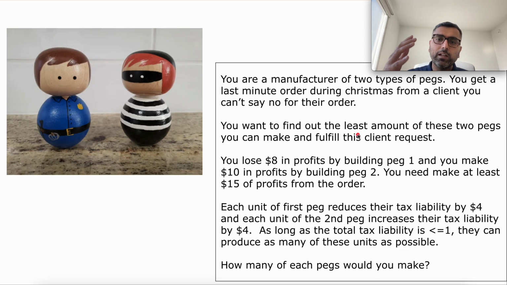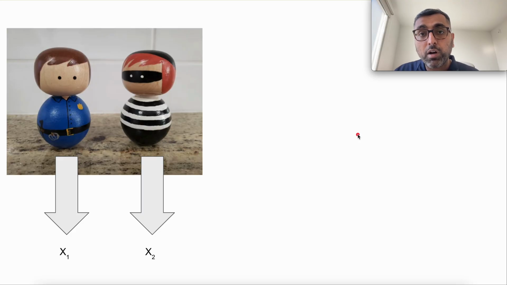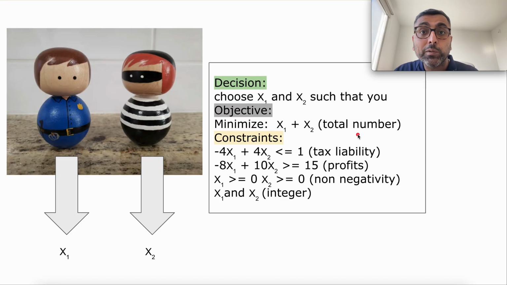So very quickly, you need to understand how to parse out the business scenario and convert it into a mathematical model that tells you what you are trying to do. What's your goal? Is it to maximize or is it to minimize? What are the variables that you need to make decisions on? In this case, it's how many of these pegs you would build. And what are the constraints? If you can parse those things out, then you are able to quickly convert this large text into a business problem that can be mathematically translated to Excel.